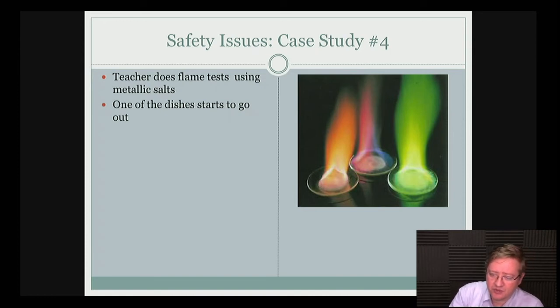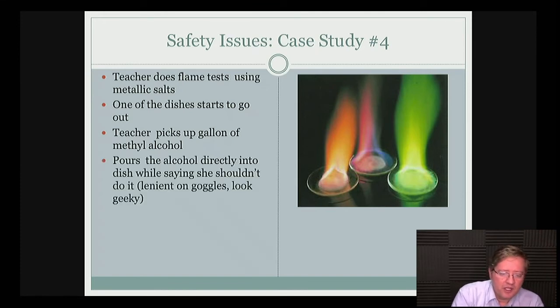One of the dishes starts to go out. Now, the teacher picks up a gallon of methyl alcohol. He pours the alcohol directly into the dish. The teacher says, I probably shouldn't be doing this. Now, the teacher was known for being lenient. The teacher had a reputation already. Told the students, don't bother wearing the geeky looking goggles. That was what the teacher was saying.